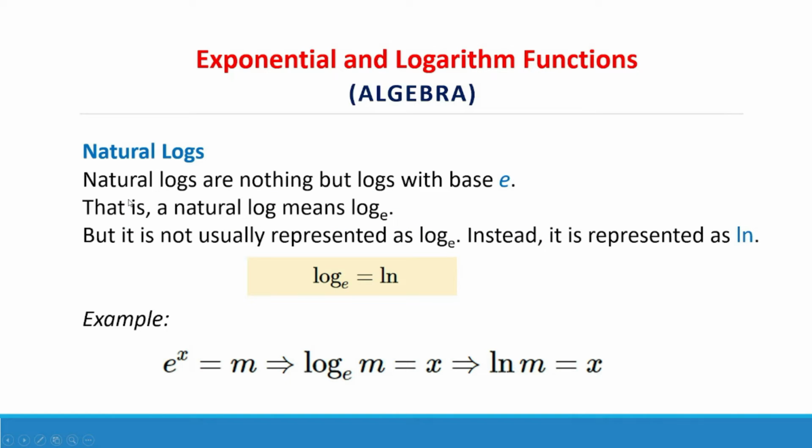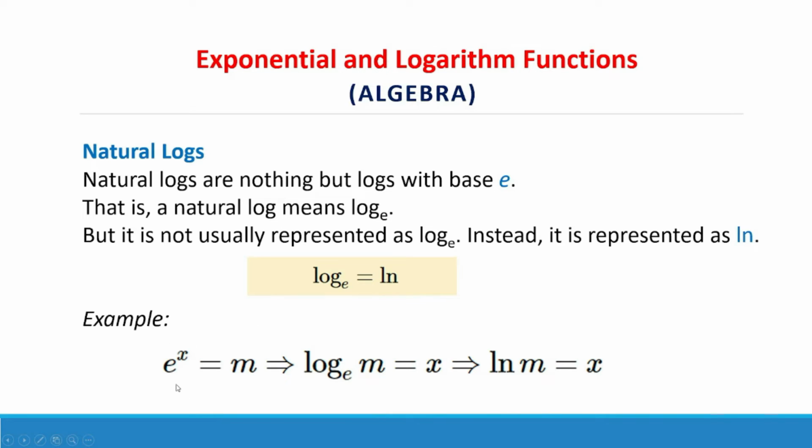Natural logs. Natural logs are nothing but logs with base e. That is, a natural log means log with base e. But it is not usually represented as log base e. Instead, it is represented as ln. Or log base e is equal to ln, which is the natural logarithm.